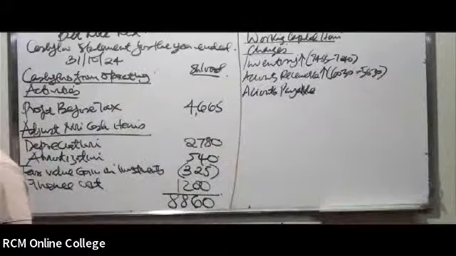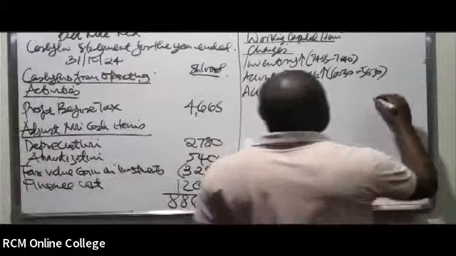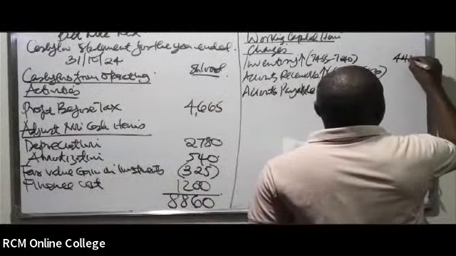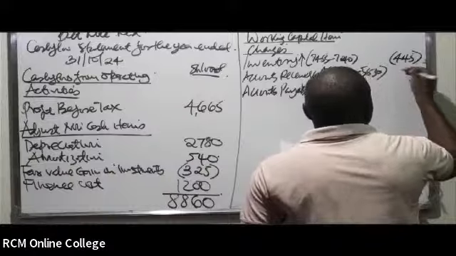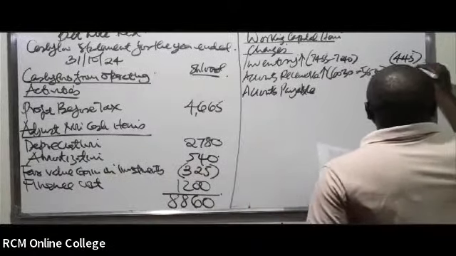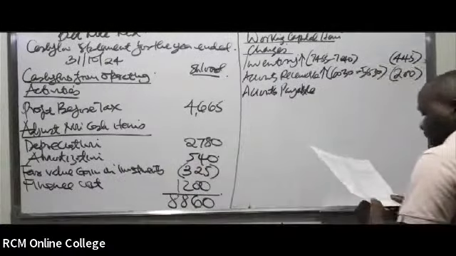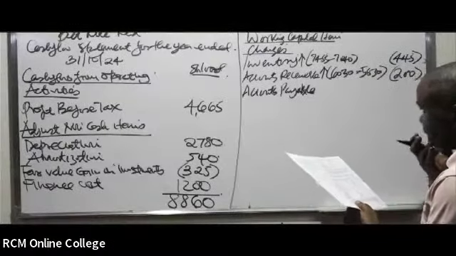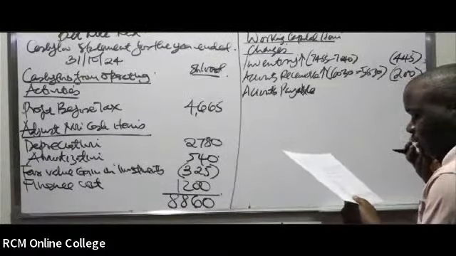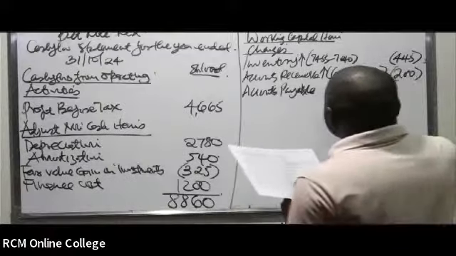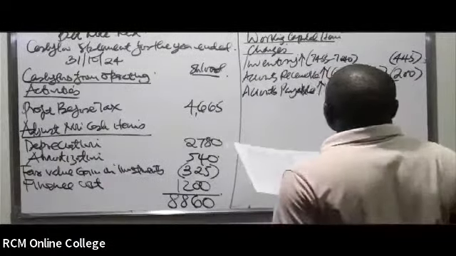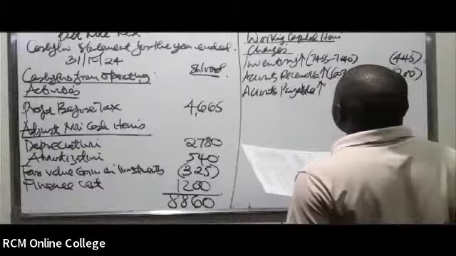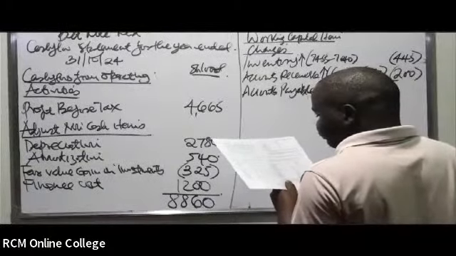It is increasing by how much? Inventory is increasing by 445. So in this case, 445 we deduct. This one, when they're increasing, deduct. This one is 200. When they're increasing, you deduct. Then accounts payable, we look at accounts payable. They're also increasing. So there's an increase.